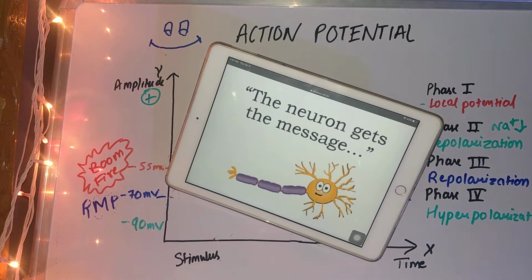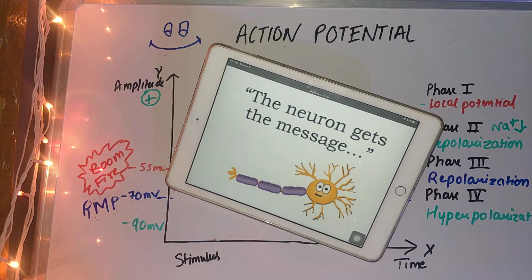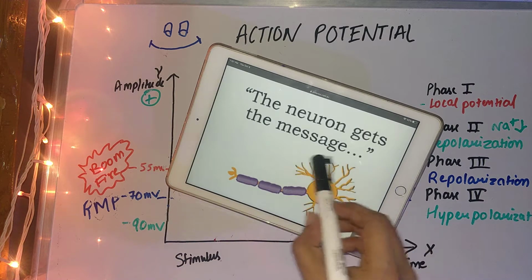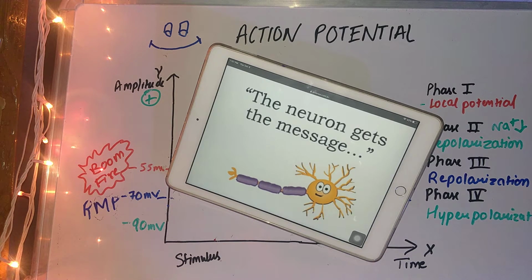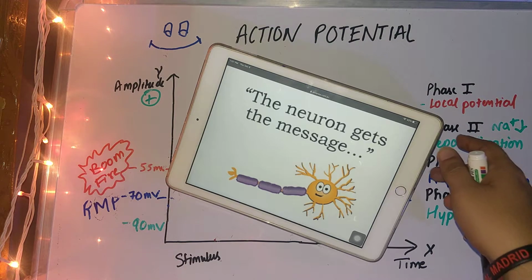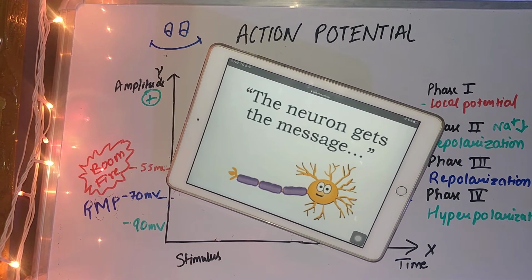Hey guys, so today we are going to discuss an important, high-yield, and basic topic known as action potential. So here's a neuron and the neuron gets the message. How does the neuron get the message and how does it transfer the message? It's all through the help of action potential. So let's get into the topic.